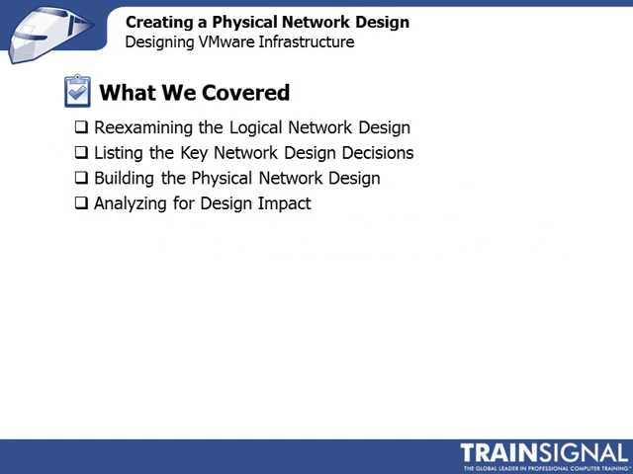Wrapping up this lesson now on creating our physical network design, we first started by re-examining the logical network design and bringing forward that information that we established in the logical network design into the physical design. Next, we discussed some of the key design decisions that are important in building the physical network design. From there, we took a look at a physical network design and what went into building that physical network design, the information that was included and specified there. And finally, we rounded out our lesson with another review of design impact, reinforcing our view of the design as a single whole unit and not as a collection of different parts.